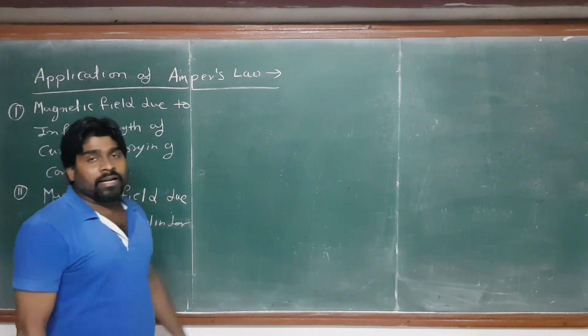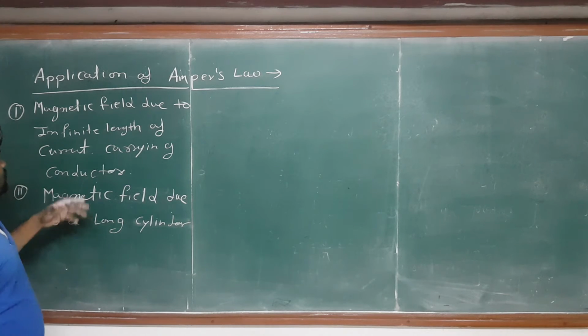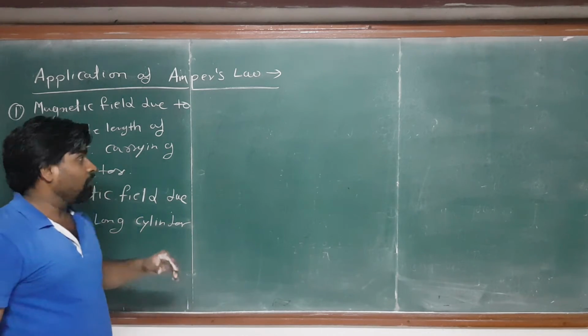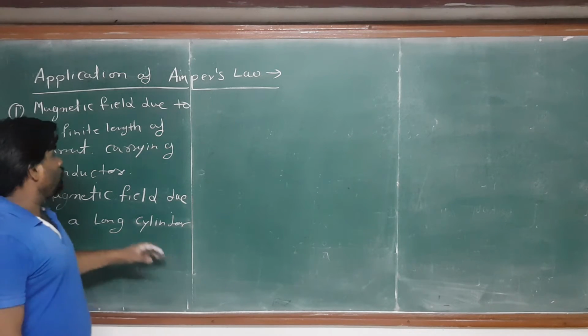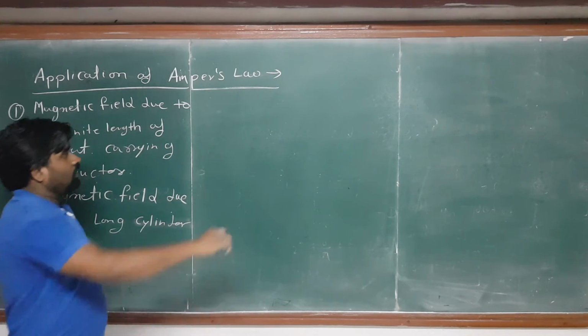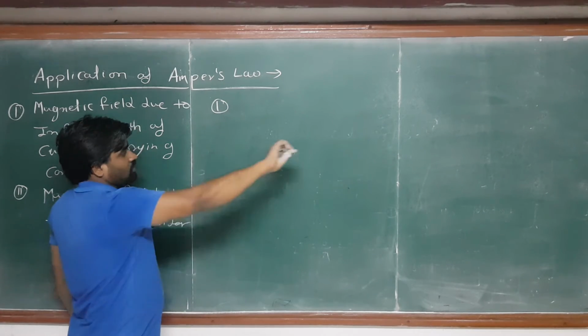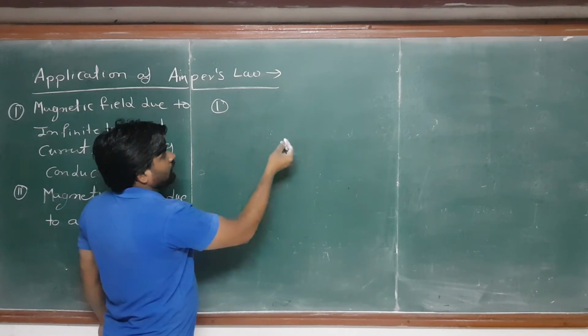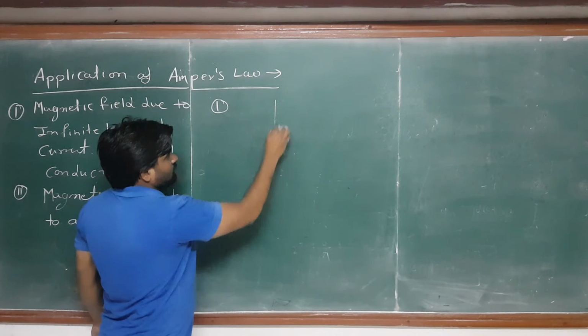Okay, our next topic is the application of Ampere's law. There are two major applications of Ampere's law given here. The first is the magnetic field due to an infinite length of current carrying conductor, and the second is the magnetic field due to a long cylinder. So first I will do the proof of the application of the law: how to find the magnetic field by using Ampere's circuital law.